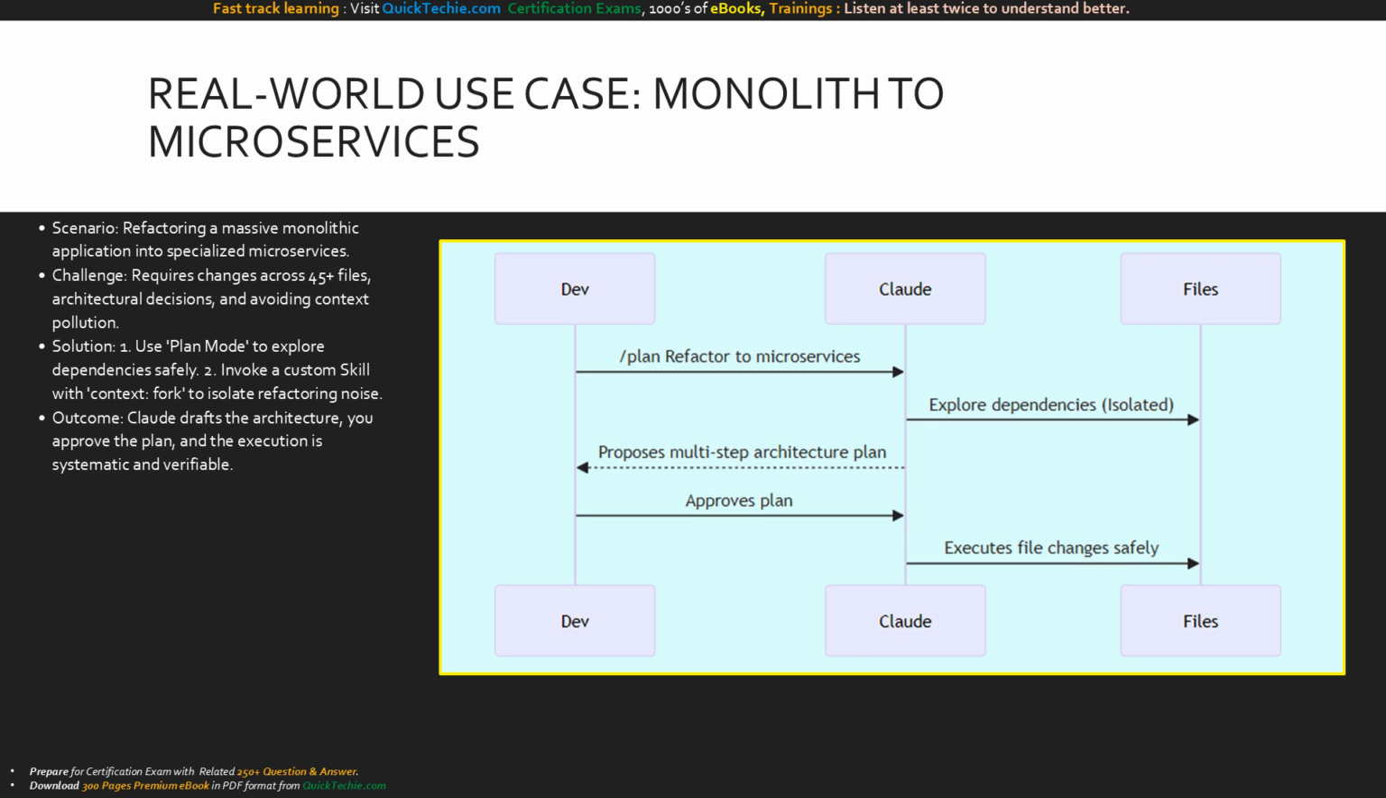This sequence diagram maps the exact interactions for our real-world use case. The developer initiates plan mode. Claude interacts with the files to explore dependencies, keeping this noise isolated. Claude then returns a structured proposal to the developer. Only after explicit human approval does Claude move forward to execute the file changes. It perfectly visualizes safe, human-in-the-loop agentic orchestration.